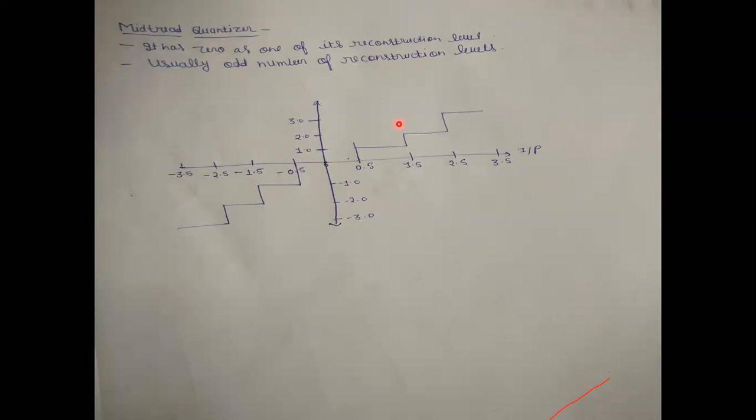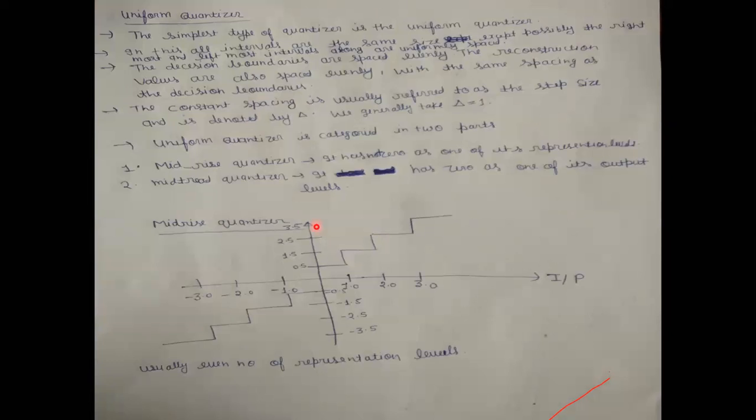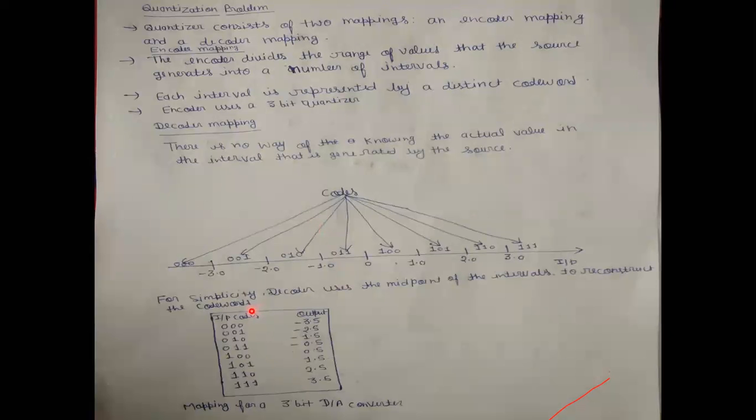In the previous example, because we are taking 0 as an output value, that's why we will include 0 as a code word. So how many code words? From 000 to 111.